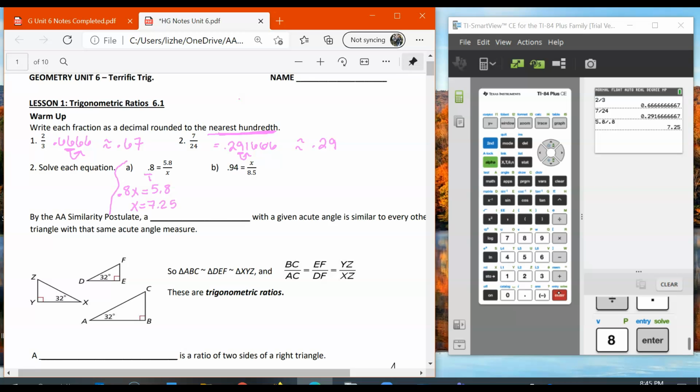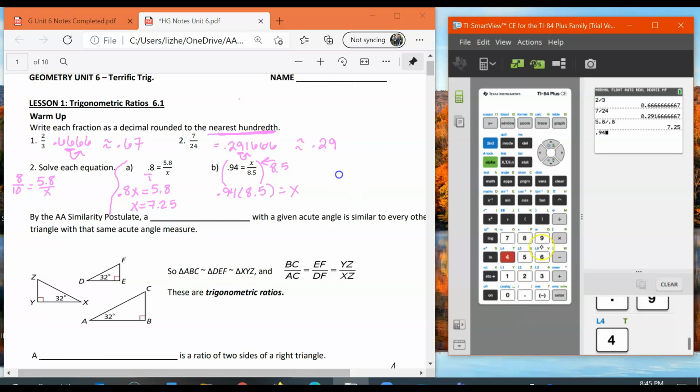Another way you could have looked at that problem is you could say, well, 0.8 is the same as 8 over 10 equals 5.8 over x, and you could cross multiply, and you would get the same answer. B, again, the equation, x is in the numerator right there, so we want to isolate that x. Another way to look at these problems is to say, well, I just want to multiply by that 8.5 so that x is alone. So what I have then is 0.94 times 8.5 equals x. 0.94 times 8.5 is 7.99. So x is equal to 7.99.